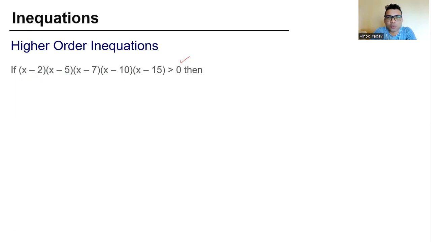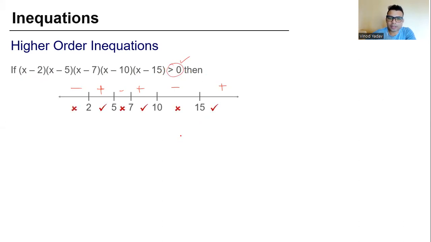Then you just have to plot the roots. Step 4. How will you plot the roots? Equate every term to 0 and get the value of x. That is the root. So 2, 5, 7, 10, 15. Then you know what to do. Plus, rightmost with plus, minus, plus alternately. And we want more than 0, means all the tick ones will be the answer. So x should be between 2 and 5 or between 7 and 10 or more than 15. Understood?